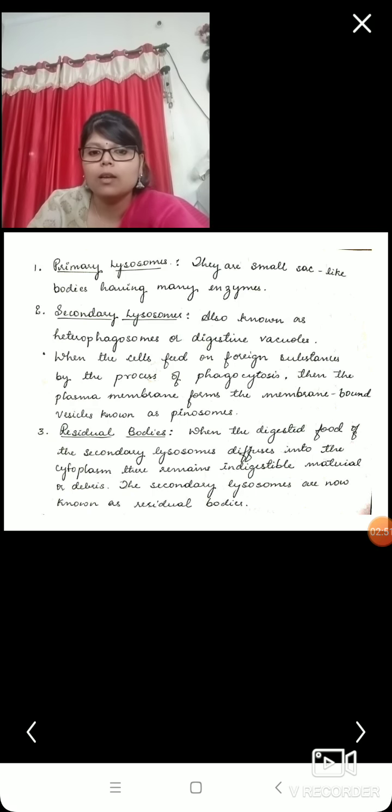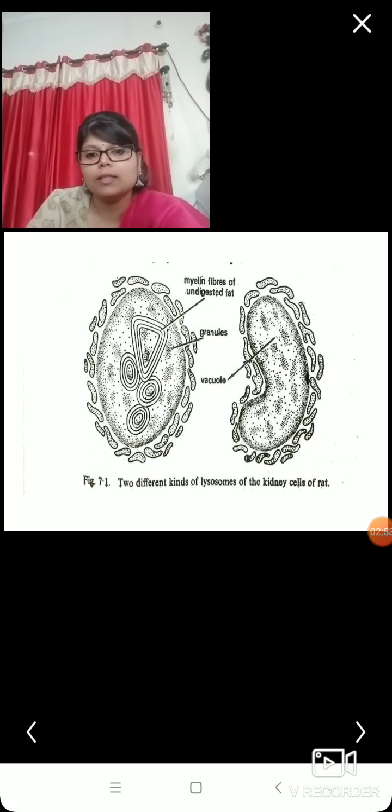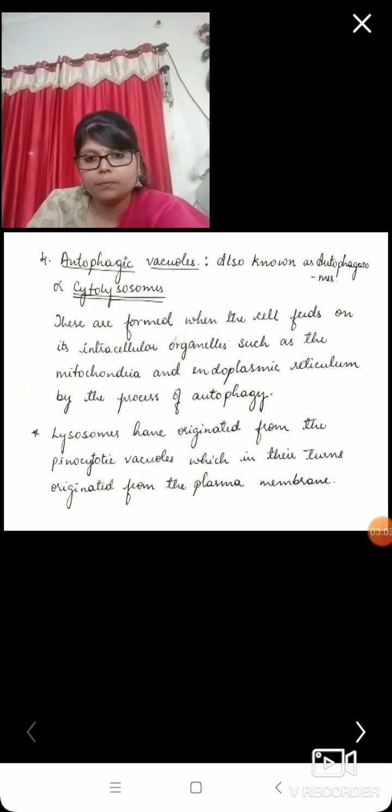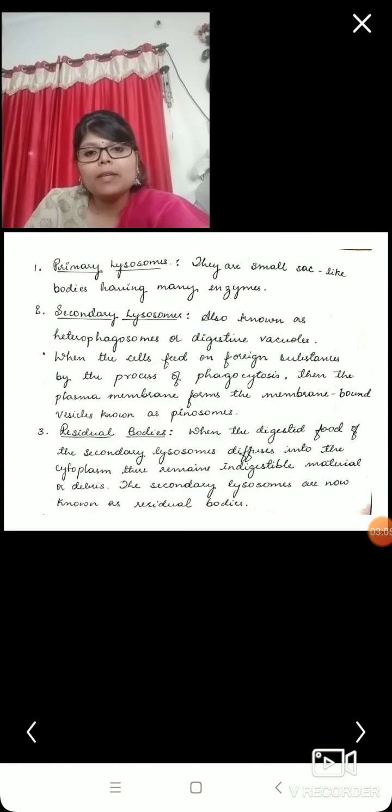Primary lysosomes. If you can see the picture, there are two different types of lysosomes which I'm showing you here, one circular and one a little bent. These are found in the kidney cells of rats. Primary lysosomes are small sac-like bodies having many enzymes which help in intracellular digestion.